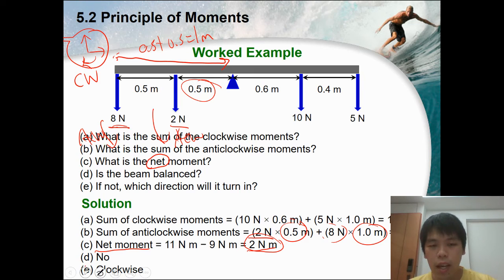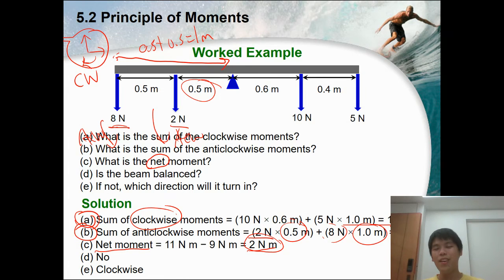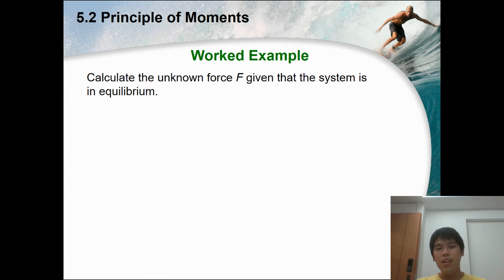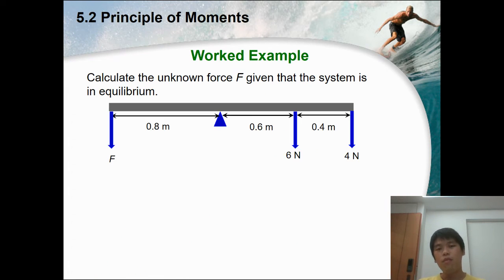So we look at A and B here. Which one has a bigger moment? 11 or 9? 11. So 11 is clockwise or anti-clockwise? Clockwise. So if it has bigger moments, it will turn clockwise. All right, next example. Let's calculate the unknown force F given that the system is in equilibrium.